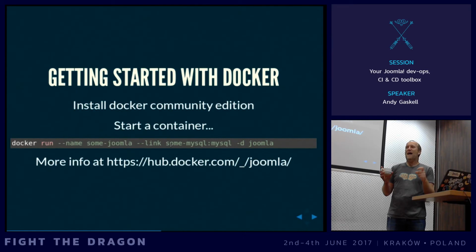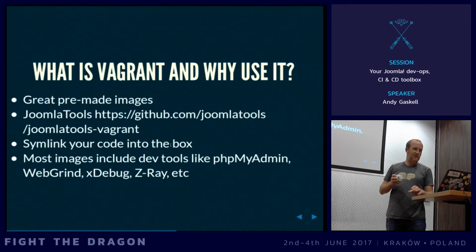And the Joomla tools Vagrant base is really nice too. So it's pretty similar in a way to Docker. You'd initialize it with one command, then spin it up, boot it up, and then you can just SSH onto it, and then you can create a site on the Vagrant container or instance.